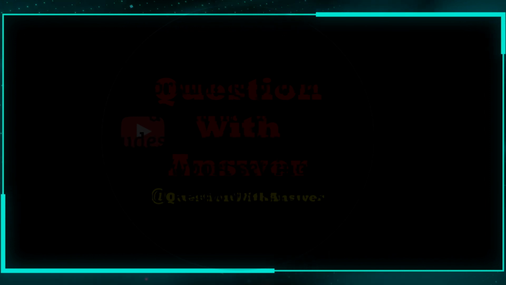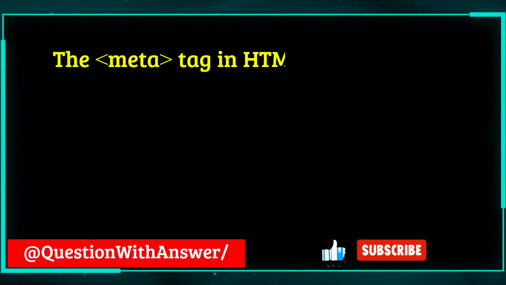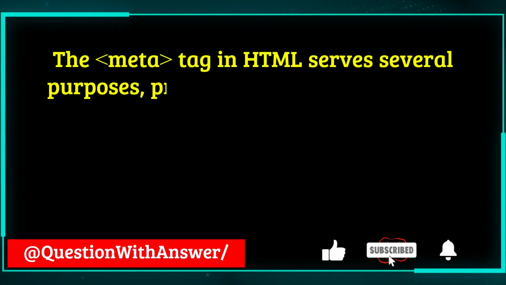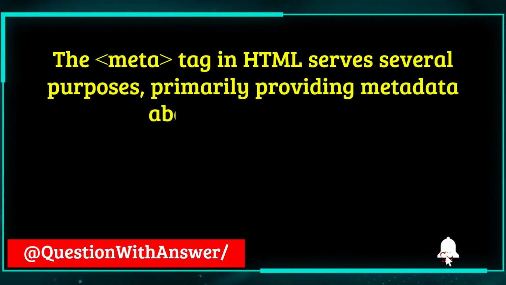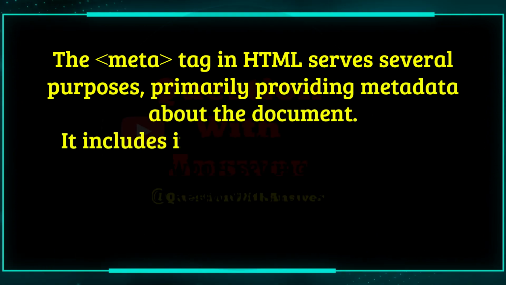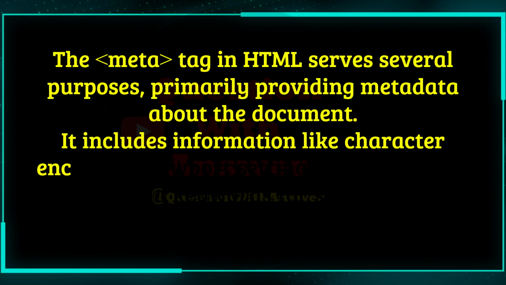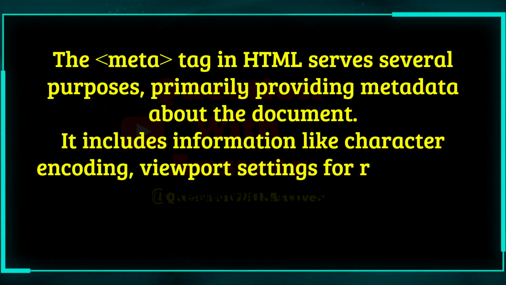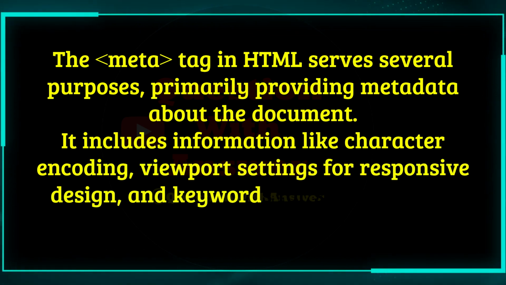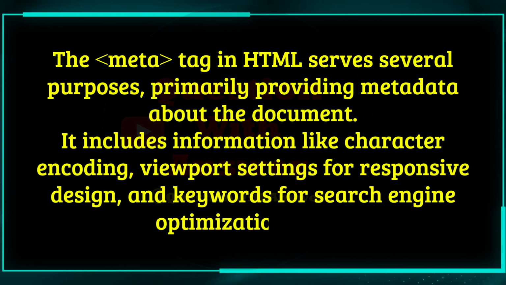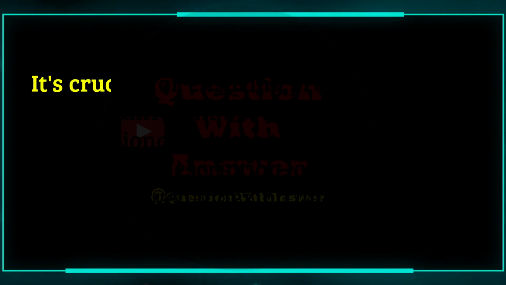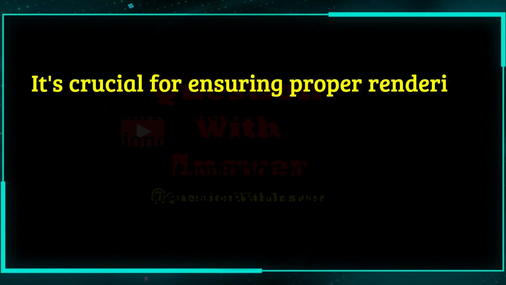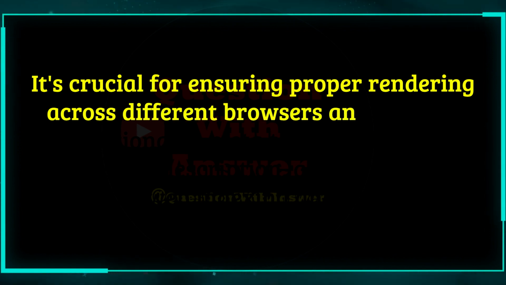Answer. The meta tag in HTML serves several purposes, primarily providing metadata about the document. It includes information like character encoding, viewport settings for responsive design, and keywords for search engine optimization, SEO. It's crucial for ensuring proper rendering across different browsers and devices.